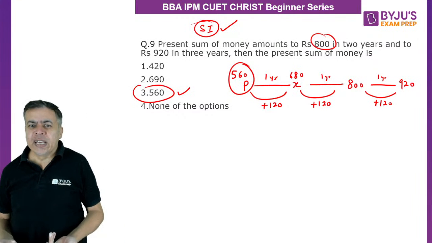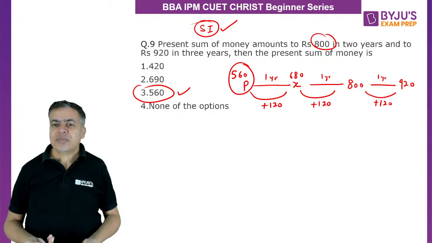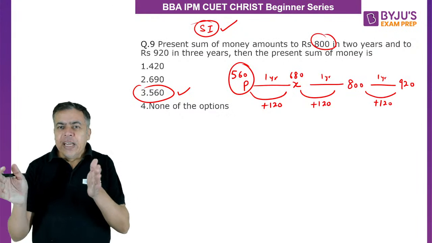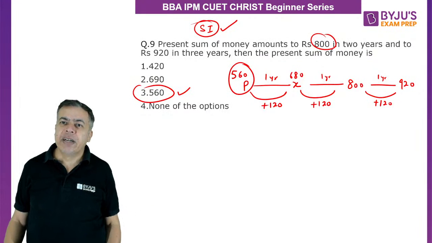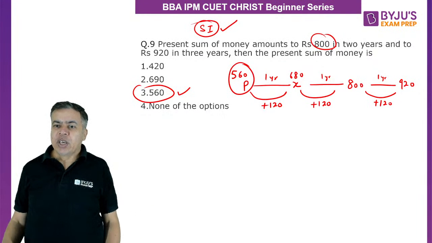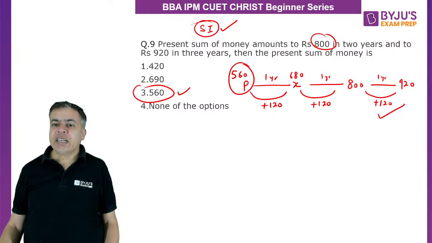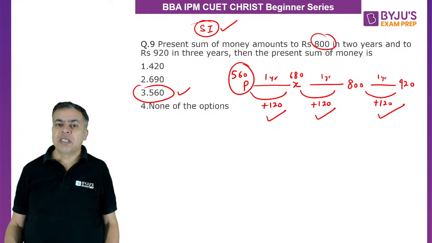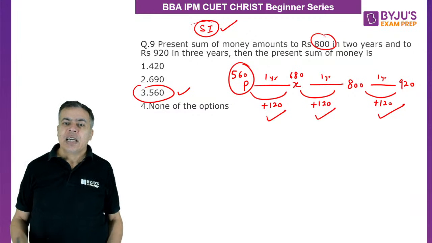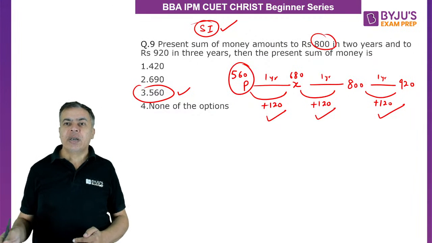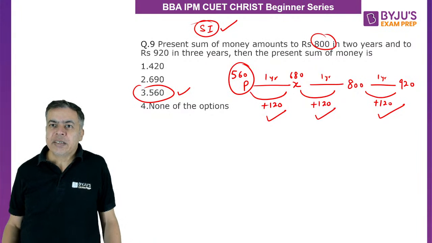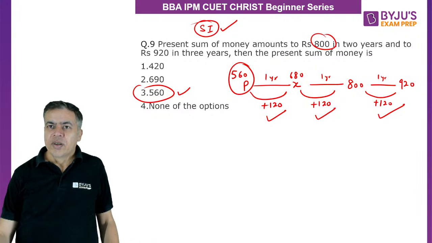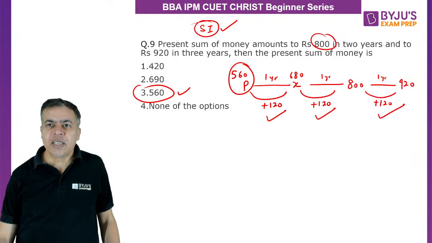So very easy question. Every year the interest must be the same. That is the concept of simple interest. So if here you are getting 120, here also it should be 120, here also 120, so the principal should be 560. Every year you are getting 120, 120, 120. Okay, so let's move to the next one then.